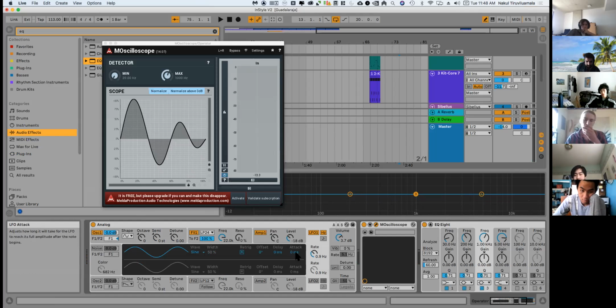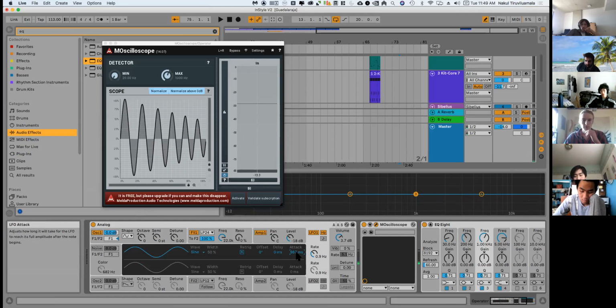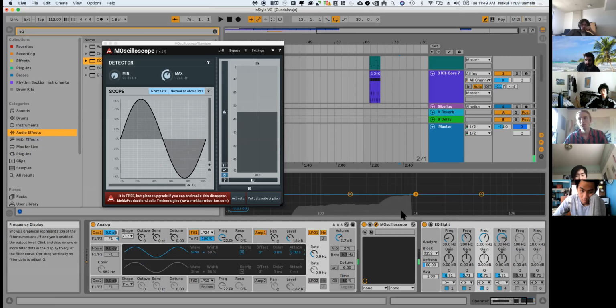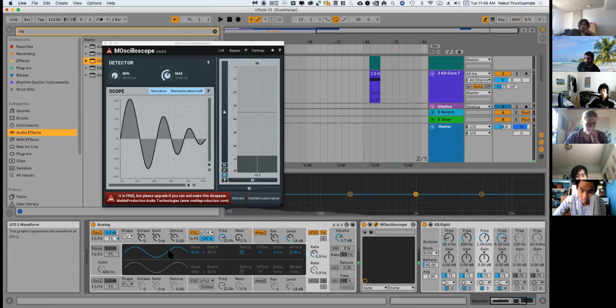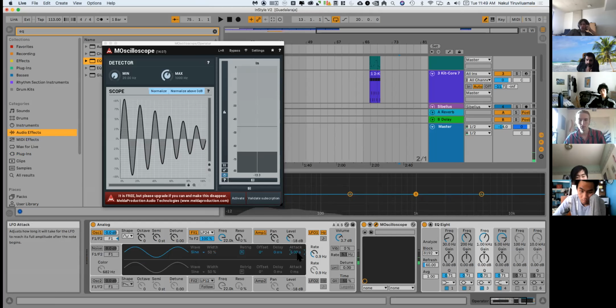I could change the attack, which means that basically the LFO takes a little bit of time to ramp up, right? So if I choose 5 seconds, right? It starts out not fully engaged. The dry wet control is kind of off to begin with, and it is basically increasing over time, right? So that is the attack of the LFO, right?